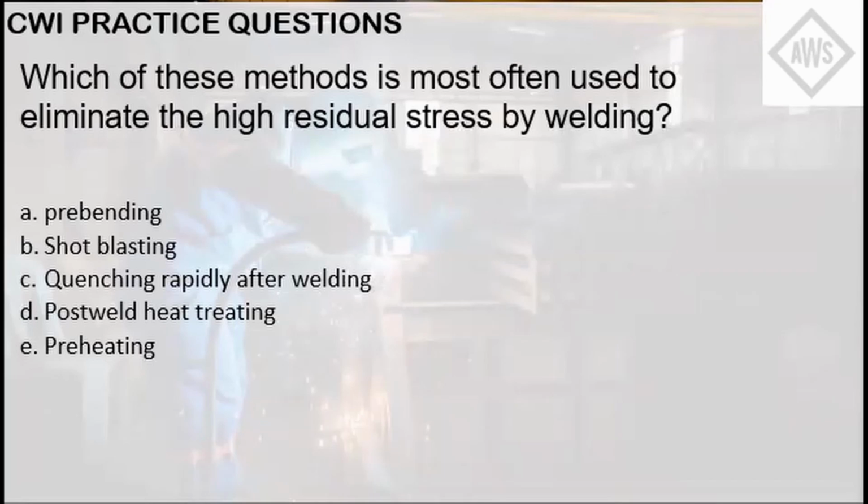Preheating promotes appropriate grain structure by preventing rapid cooling of the metal, but the trick here in the question is that it eliminates high residual stress by welding, which only meant that the stress is produced after welding. So this leaves us with the answer letter D, post-weld heat treating, whose primary purpose is to eliminate residual stress due to the welding.